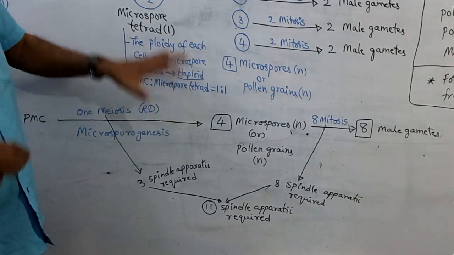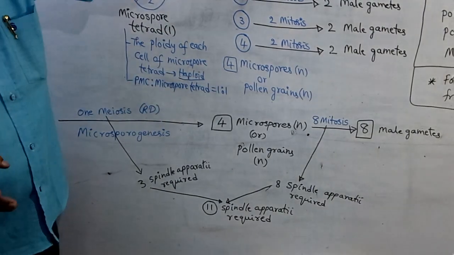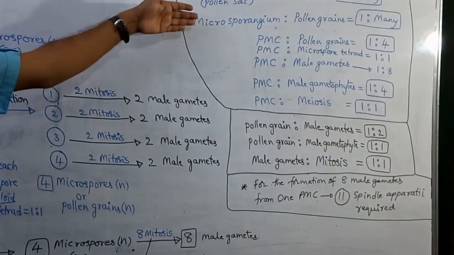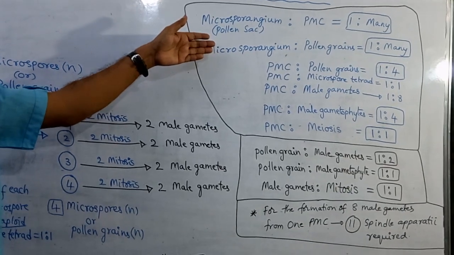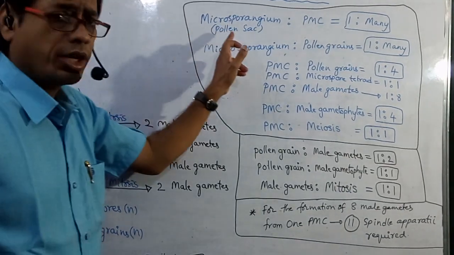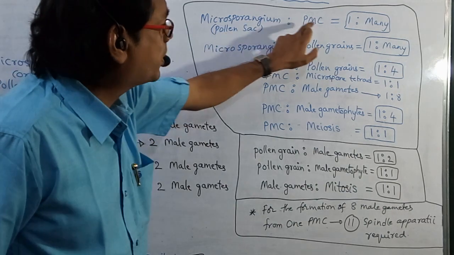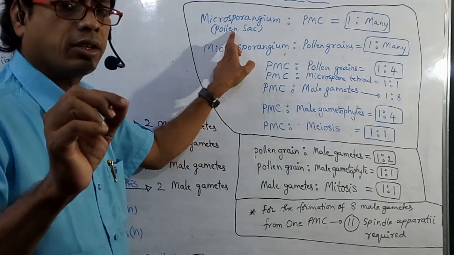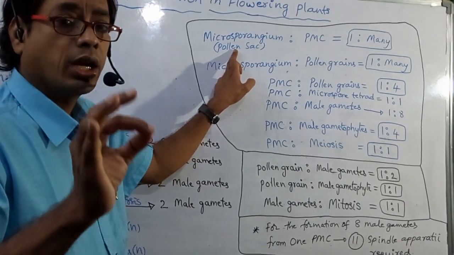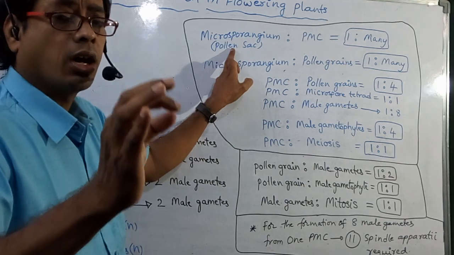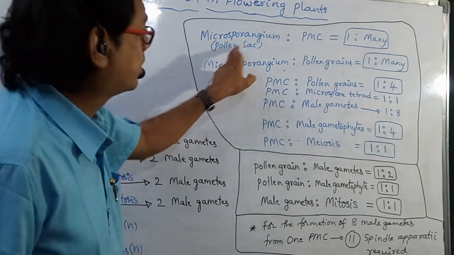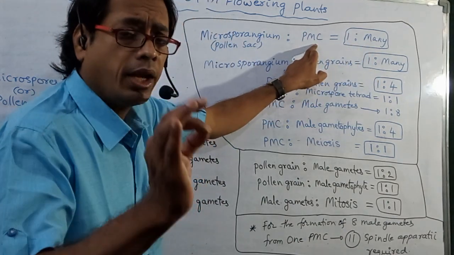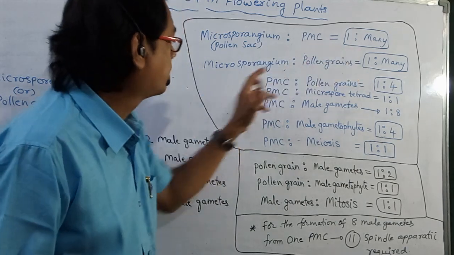Based on these, I am asking some ratios. Look at that board. Ratio between microsporangium and PMC. Microsporangium is also called pollen sac. This microsporangium contains a number of pollen mother cells or microspore mother cells. That is 1:many. One microsporangium contains many pollen mother cells.